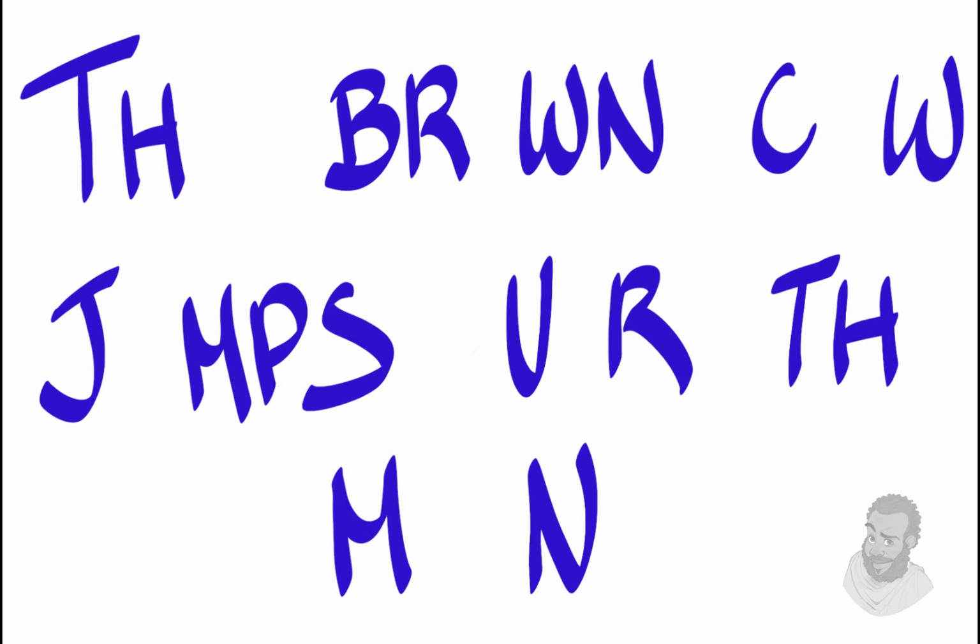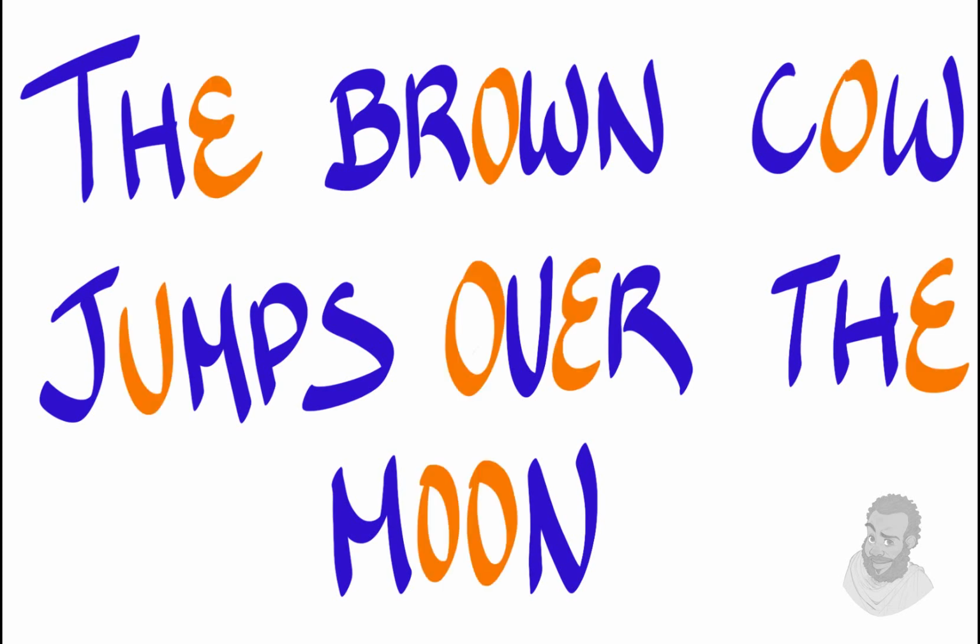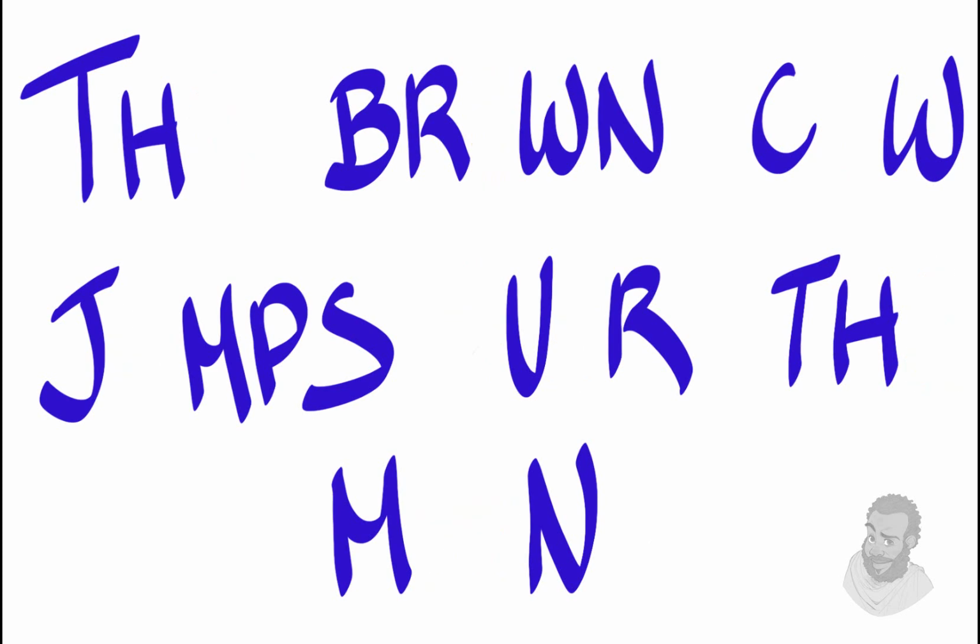So could you read this without the vowels? Well, I can because I wrote it, but could you? I'll give you a moment. Let's see what it says. The brown cow jumps over the moon. Now, there might be some difficulty at first, but again, it's like riding a bike. Practice, practice, practice, and you'll get the hang of it.